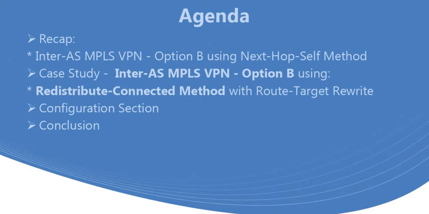The agenda for today's video is a recap of the previous topic, which was inter-AS MPLS VPN option B using the next-hop-self method. And then I will take you through the case study for today's video, which is also based on inter-AS MPLS VPN option B using the Redistribute-Connected method with route target rewrite option. After which I will show you a configuration section where the ASBRs will be configured, and then I will make a conclusion with respect to what I've discussed on these topics.